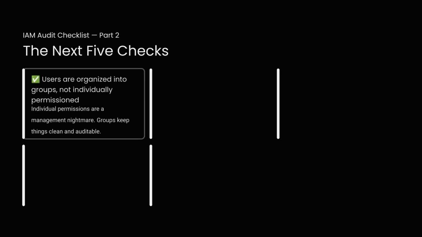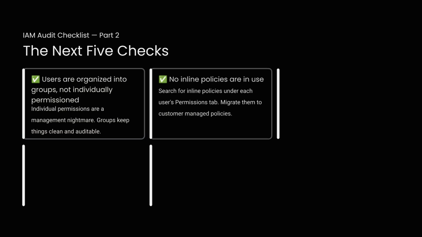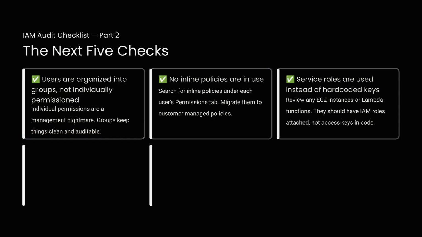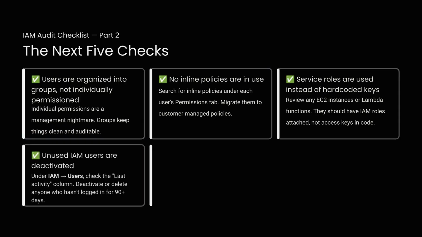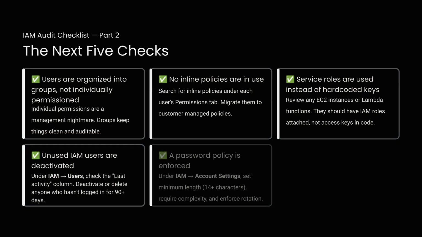Part 2 covers the next 5 checks. Sixth, users are organized into groups, not individually permissioned. Seventh, no inline policies are in use. Eighth, service roles are used instead of hard-coded keys. Ninth, unused IAM users are deactivated. And 10th, a strong password policy is enforced.